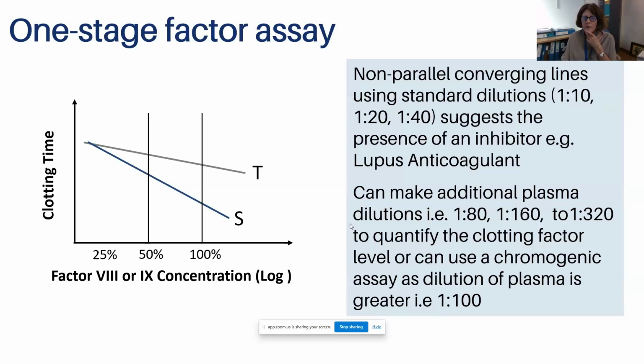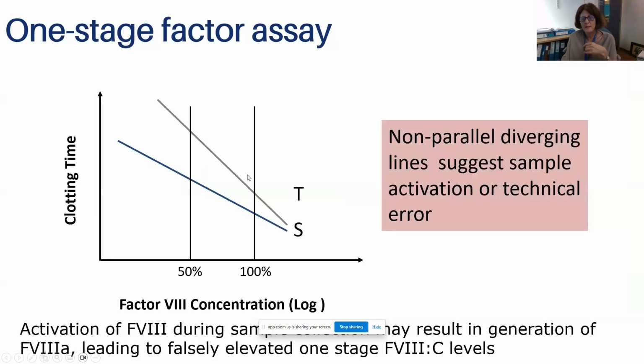Sometimes we can see whether there's an inhibitor present when we've done our one-stage factor assay. When we have this test line here, it can be non-parallel. Say someone's got a prolonged APTT due to lupus anticoagulant, that can also interfere when we're trying to quantify the intrinsic factors like factor VIII and 9. The lupus may interfere, and it can give you this non-parallel line. We can also see if the sample is activated when we're doing a one-stage factor assay.